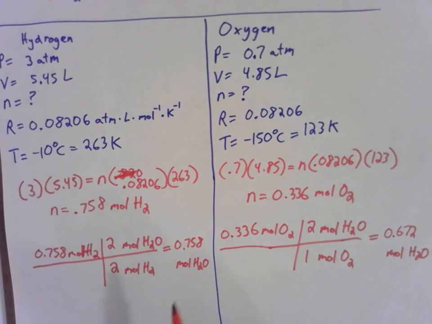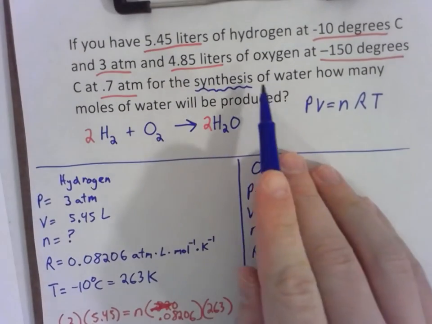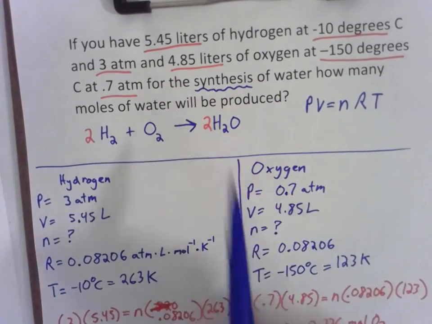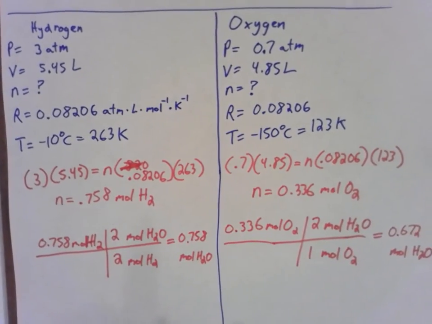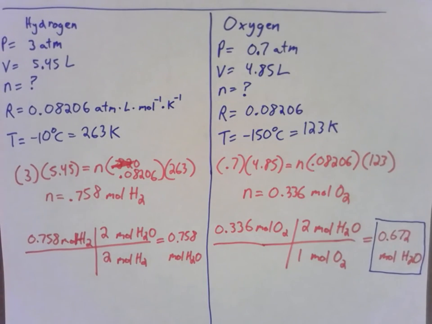Now remember, we said that we need to pick the lowest amount of moles produced. So when we compare these two numbers, we can see that this number is higher than this number. That means that the O2 is the limiting reactant. At the beginning of the problem, it asked us how many moles of water will be produced. And after all this mathematics, we found out that 0.672 moles of H2O could be produced.